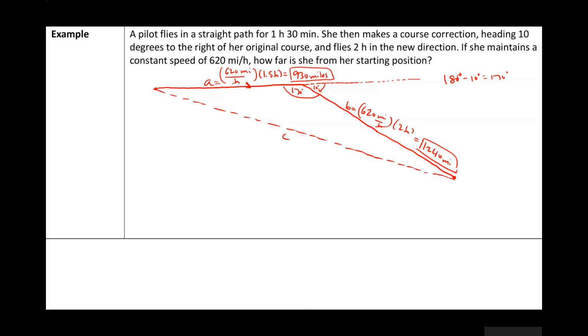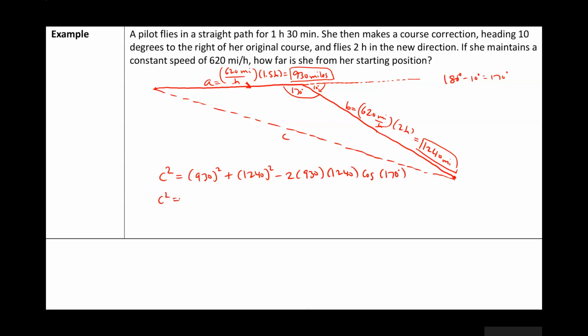So we can apply the law of cosines to solve this problem. We have c squared is equal to a squared. And again, it doesn't matter what you call a and what you call b. So a is 930, so 930 squared, plus b squared, which is 1240 squared, minus 2 times 930 times 1240 times the cosine of 170 degrees.